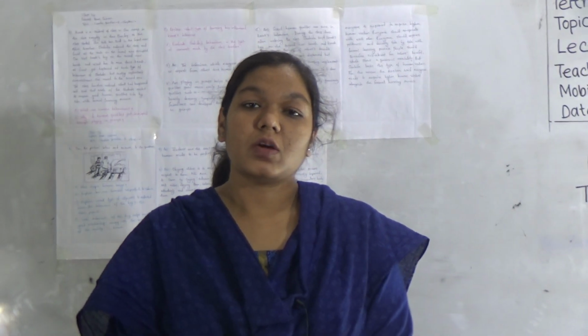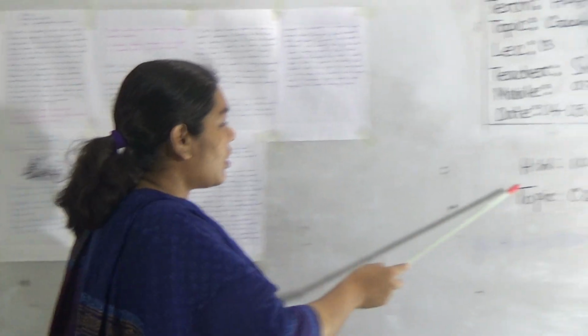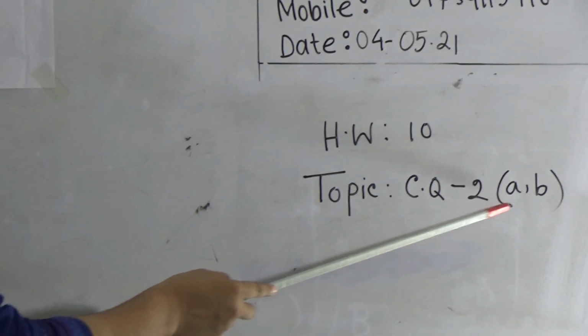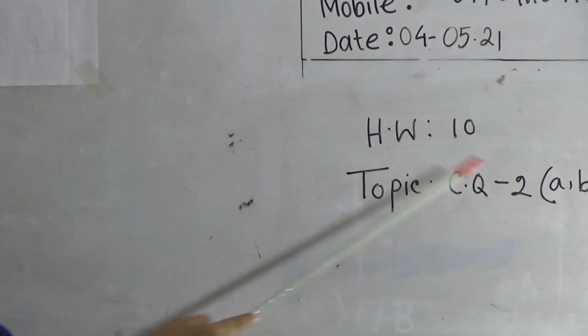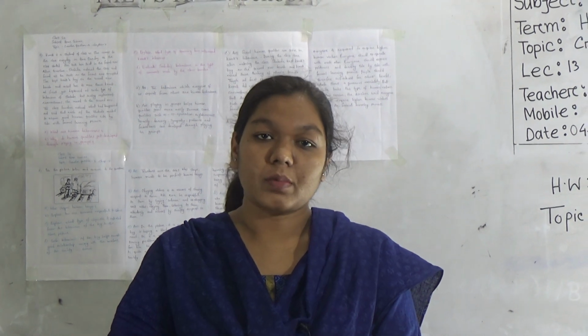Student, it is your creative question. If you want, you can make your own answer. Now come to the next point, today's homework. Our today's homework will be creative question A and B of 2. Homework number 10. So student, do your homework at home and submit it next Saturday.